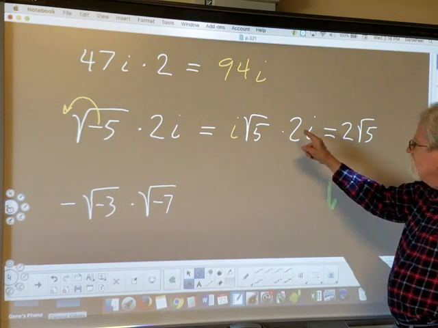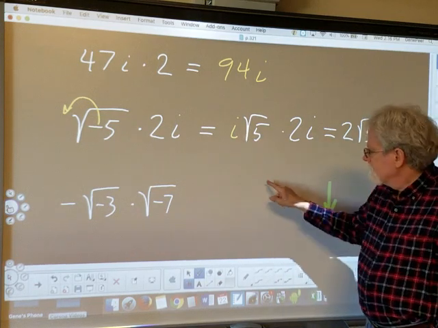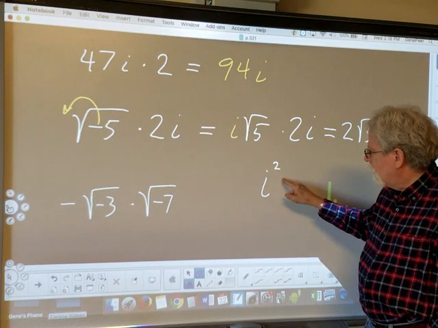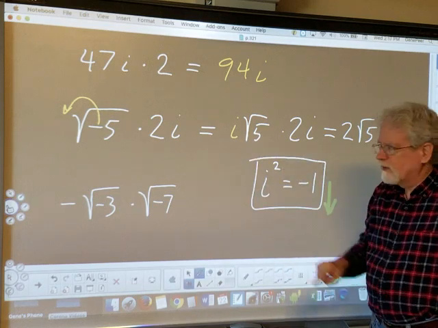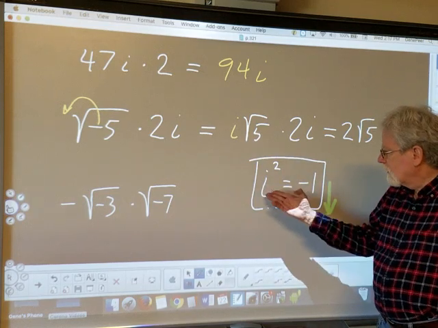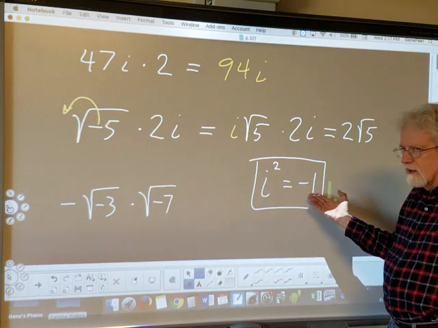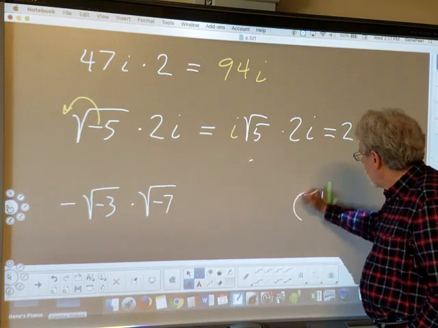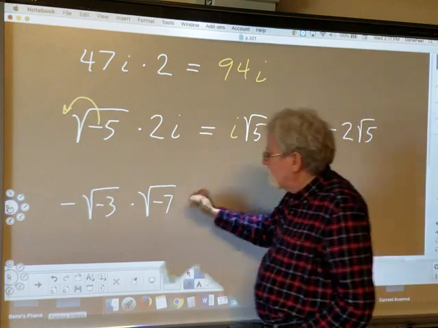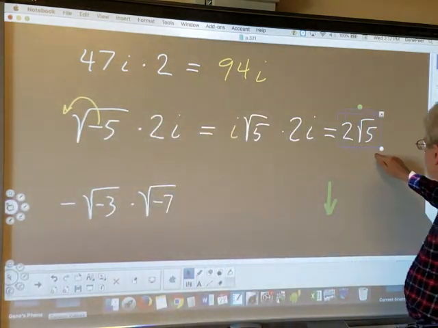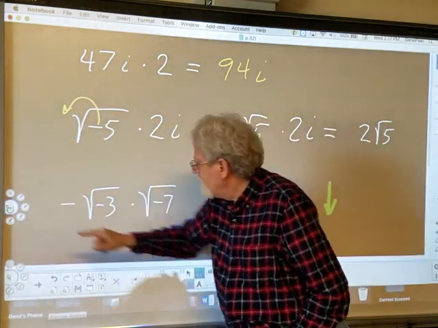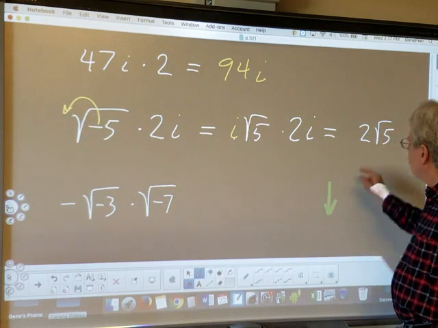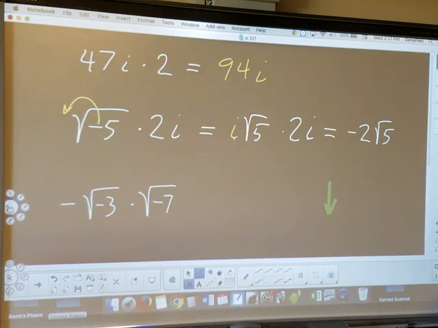But then what's I times I? Is not I times I equal to negative 1? Get used to that. That's fundamental. You need to remember that. Because the square root of negative 1 times the square root of negative 1 is negative 1. Because the I times the I becomes negative 1, that just makes the whole thing turn negative, so we get negative 2 square root of 5.